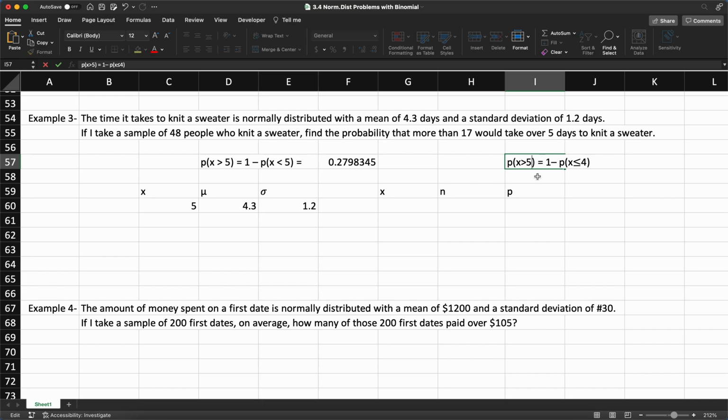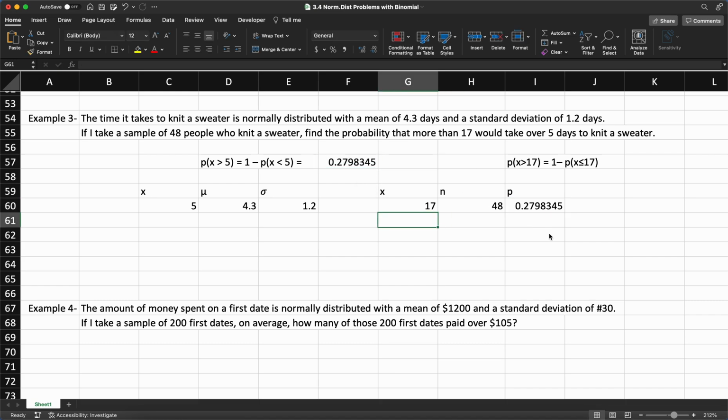There's 48 people total, and I am looking for the probability that more than 17 people would take over 5 days. So we have 17 people that we're interested in, we have 48 people in total, and the probability of success, knitting a sweater in over 5 days, would be this value here.